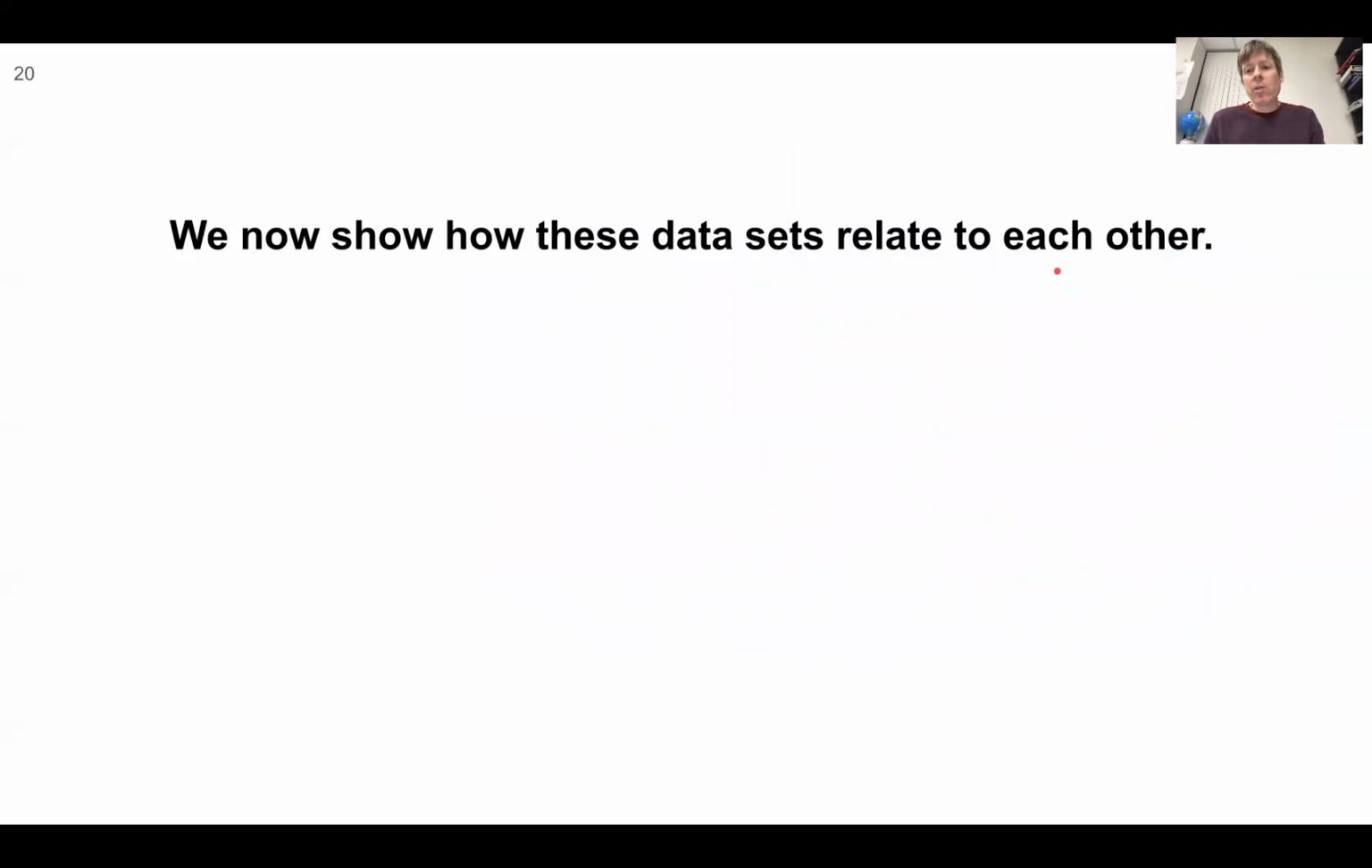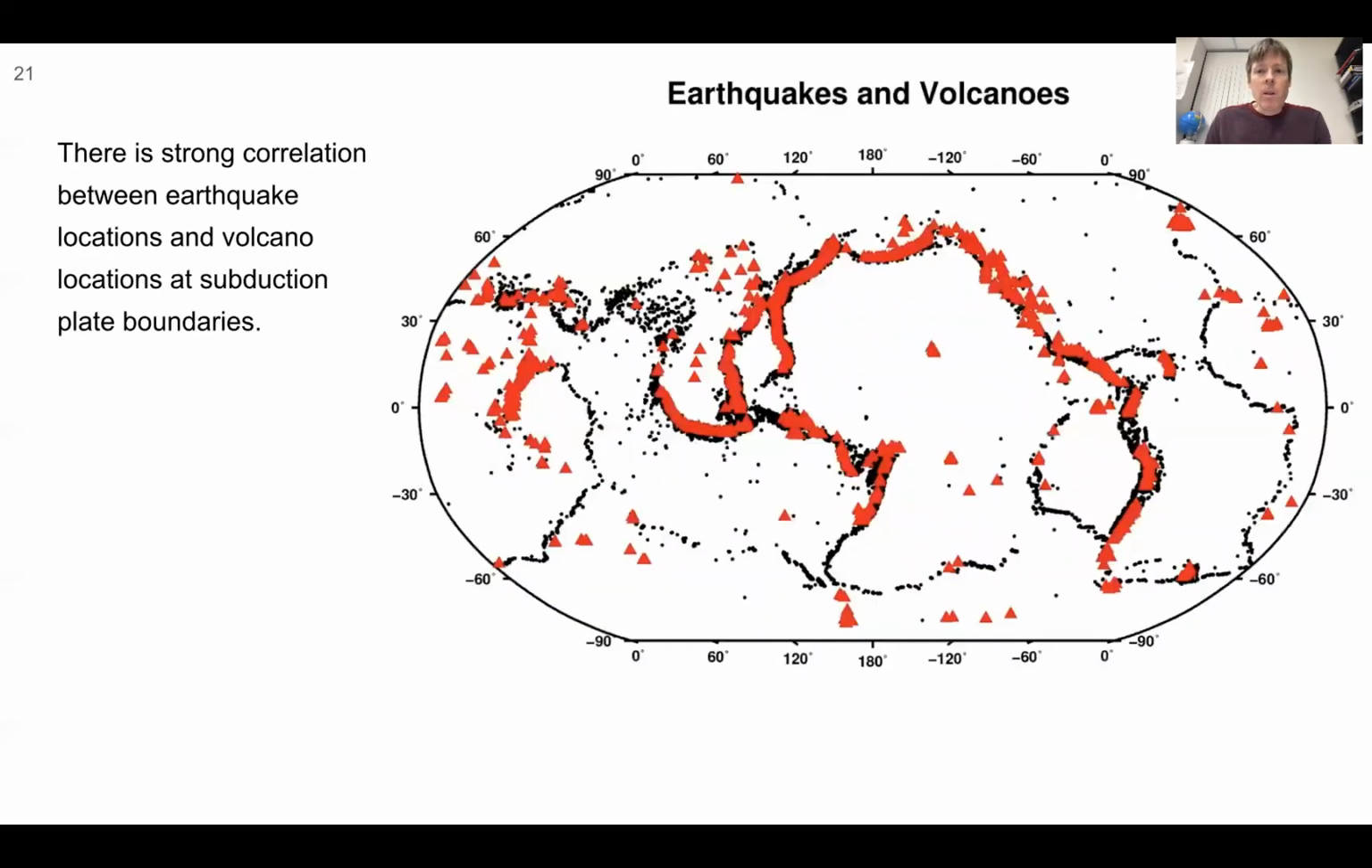We now show how these data sets relate to each other. So if we look at just an unbiased view, here's earthquakes and volcanoes, no coastlines. We're just saying, how are they related? And we see strong correlation between earthquake locations and volcano locations at subduction plate boundaries. So you can't tell from the map what subduction, but we'll be coming back to this in various ways. And this is the Aleutian-Alaska boundary, the Western Pacific, Kamchatka, Japan. We can see New Zealand, Tonga, Kermadec in here, Western South America, the Andean margin. Very good agreement between earthquake locations and volcanoes.